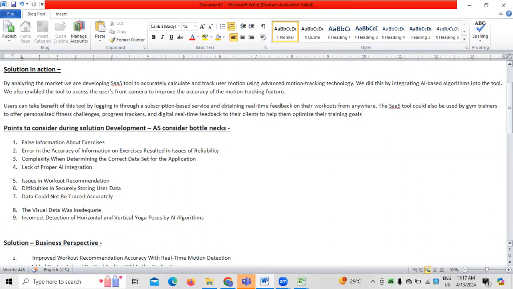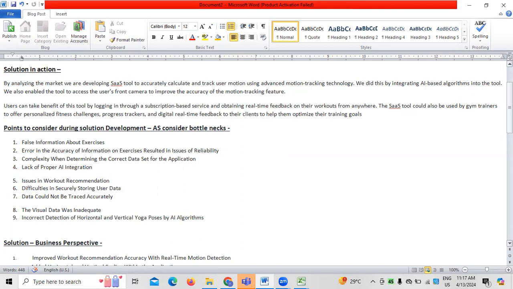At the same time, errors in the accuracy of information on the exercise result in issues of reliability. Also, complexity when we want to correct the data sets for the application, and lack of proper AI integration, because when we want to implement artificial intelligence in application development, proper use of AI integration must be done 100% to the extent possible. It depends on the expertise the team has. So that is one of the biggest bottlenecks to be focused on, right?